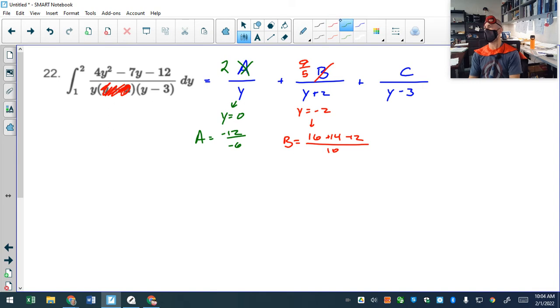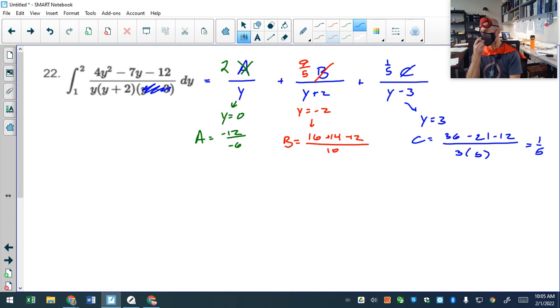All right. On to C. I'll plug in 3 for my y's, except for the y minus 3. And C is going to equal 4 times 9 is 36, minus 7 times 3, minus 12, all over 3 times 5. So what's that, 25? Is this ugly too? No, 15. 15 minus 12 is 3. That'd be 1/5. This is stupid. Who invented this problem?